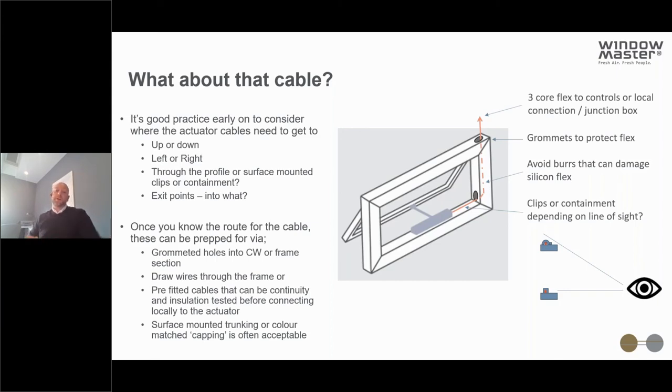So for high level windows, where you can't actually see the flex, quite often it's acceptable to have clips that fix the cable in place but don't necessarily obscure it. Whereas if you've got cable that's in line of sight, you might want to consider either hiding that cable or using surface mounted matching containment.